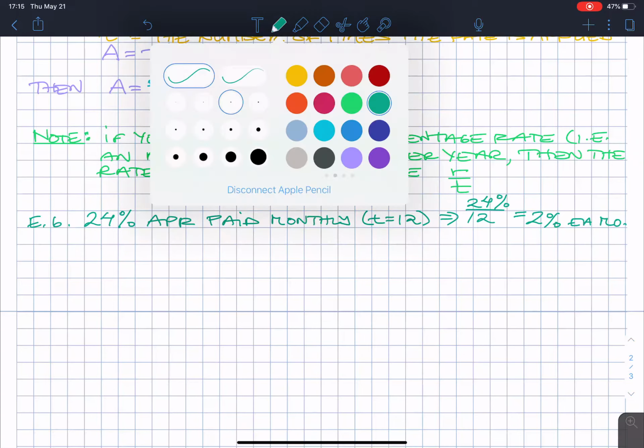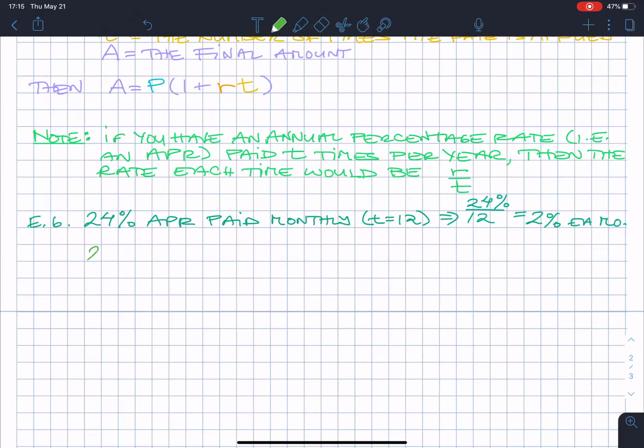Another example would be, say, 24% paid quarterly. So 24% annual percentage rate paid quarterly. So in this case, T is 4. So that means I'd have 24% divided by 4. So that's 6% every quarter, which is every 3 months.